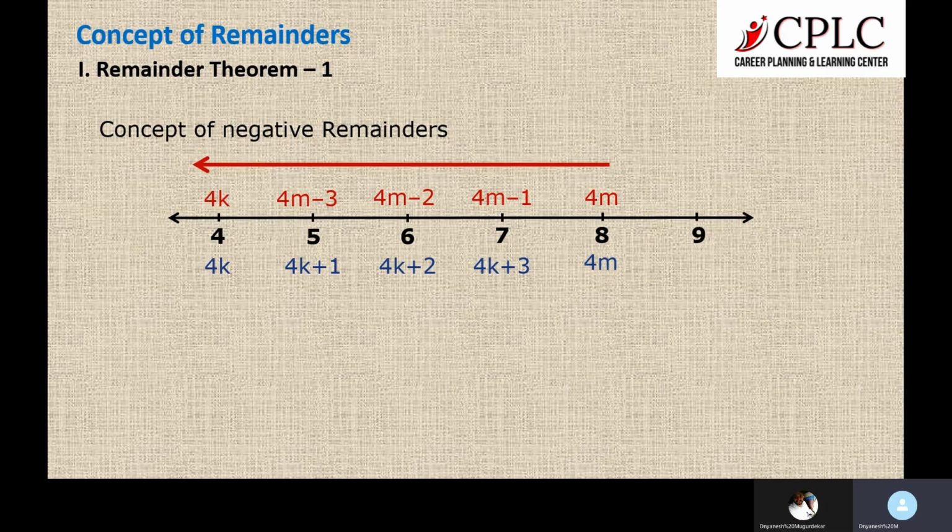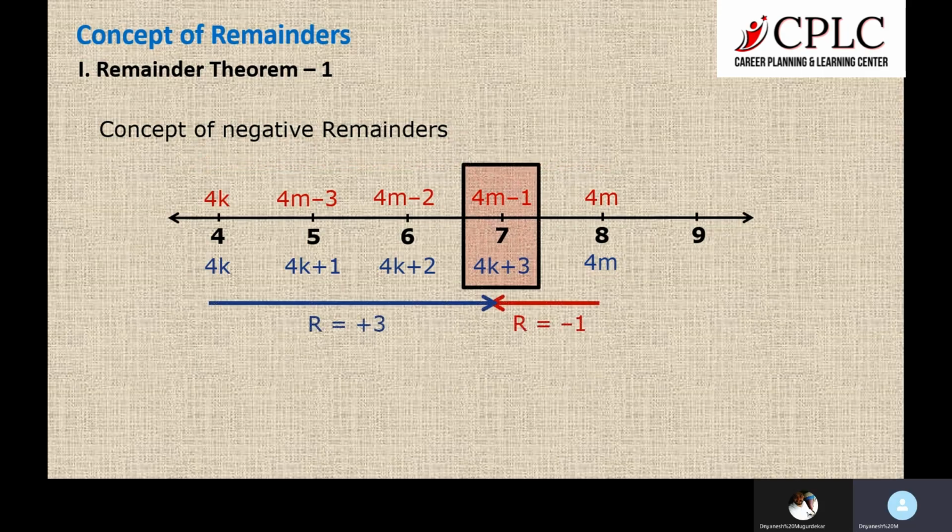Now what happens is, suppose I pick one number out of these, suppose I pick 7. For that number 7, I have two generic forms available. One of them is multiple of 4 plus 3 and one of them is multiple of 4 minus 1. So if I consider 4k plus 3 and divide that by 4, obviously I'll be getting the remainder as positive 3. But if I pick the other form for the same number, which is multiple of 4 minus 1, and divide that number by 4, 4m minus 1 divided by 4, what I'll get is remainder as minus 1.